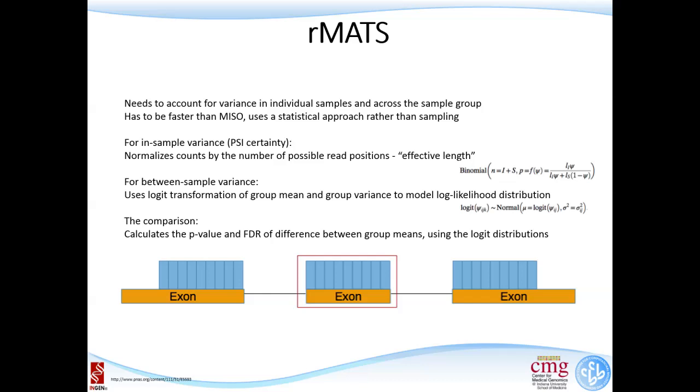So again, I want to come back to this idea of reads essentially mapping to any position with equal probability. This is just as much of a weakness for RMATs as it is for other techniques of quantification. But the nice thing about RMATs is that it accounts for variance across all of your samples, and it also accounts for variance in your specific group.